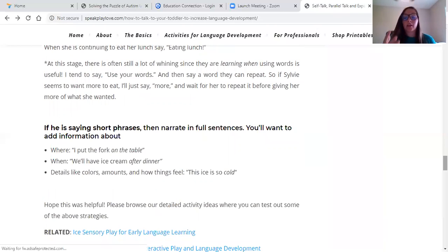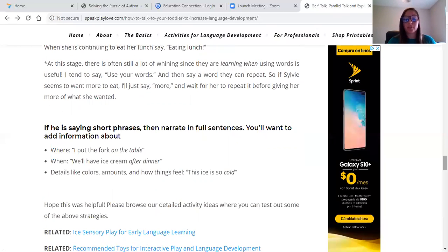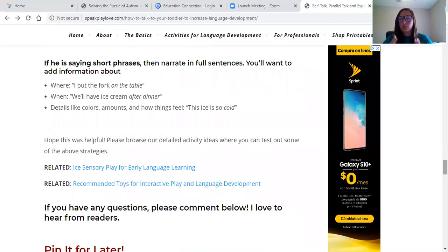If they're talking in short phrases, then you need to narrate in full sentences. You'll want to add information. So, where? I put the fork on the table. When? We'll have ice cream after dinner. Details like color, amounts, how things feel. The ice is so cold. So you're teaching them ways to really enrich their language and use different types and variety in their sentences. So using nouns, verbs, adjectives, adverbs. You're the one that is showing them how to do that.